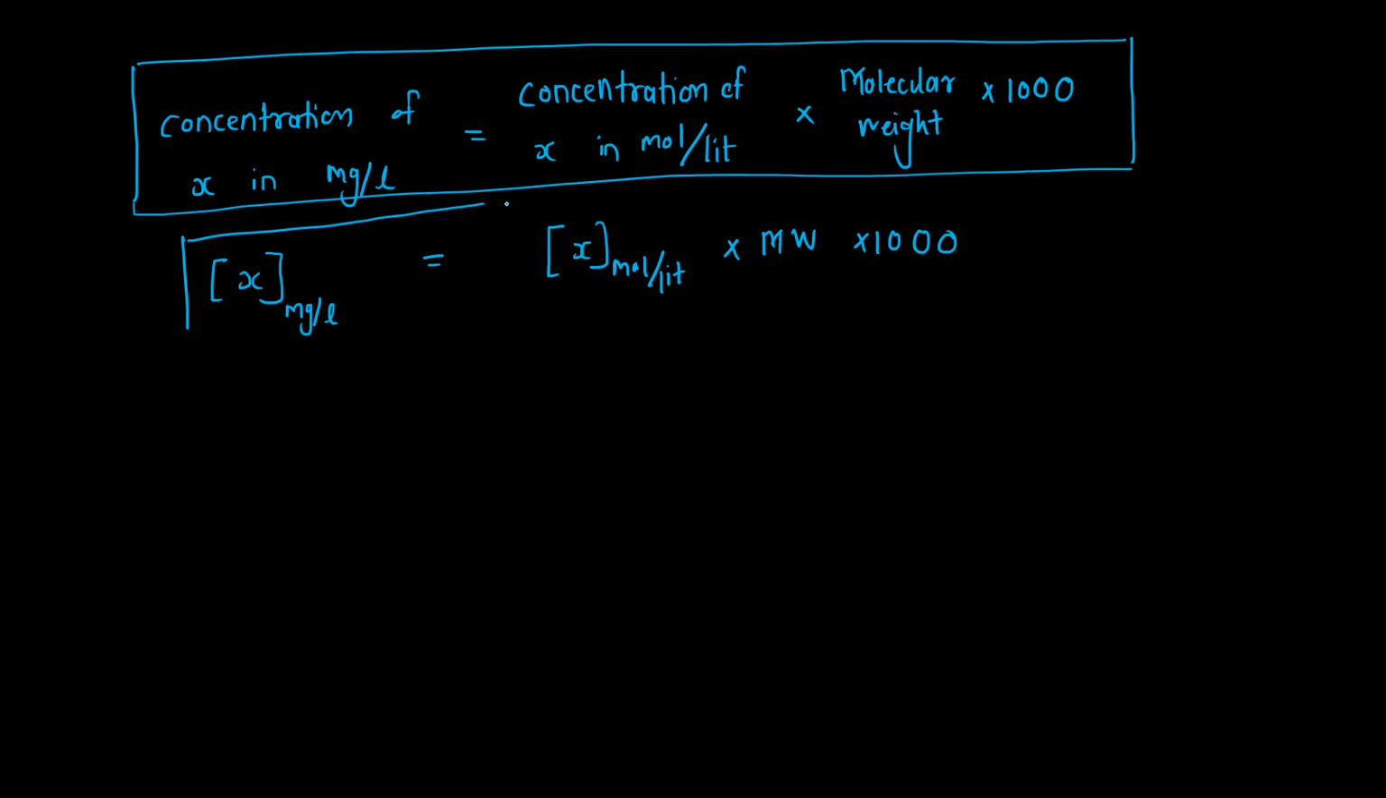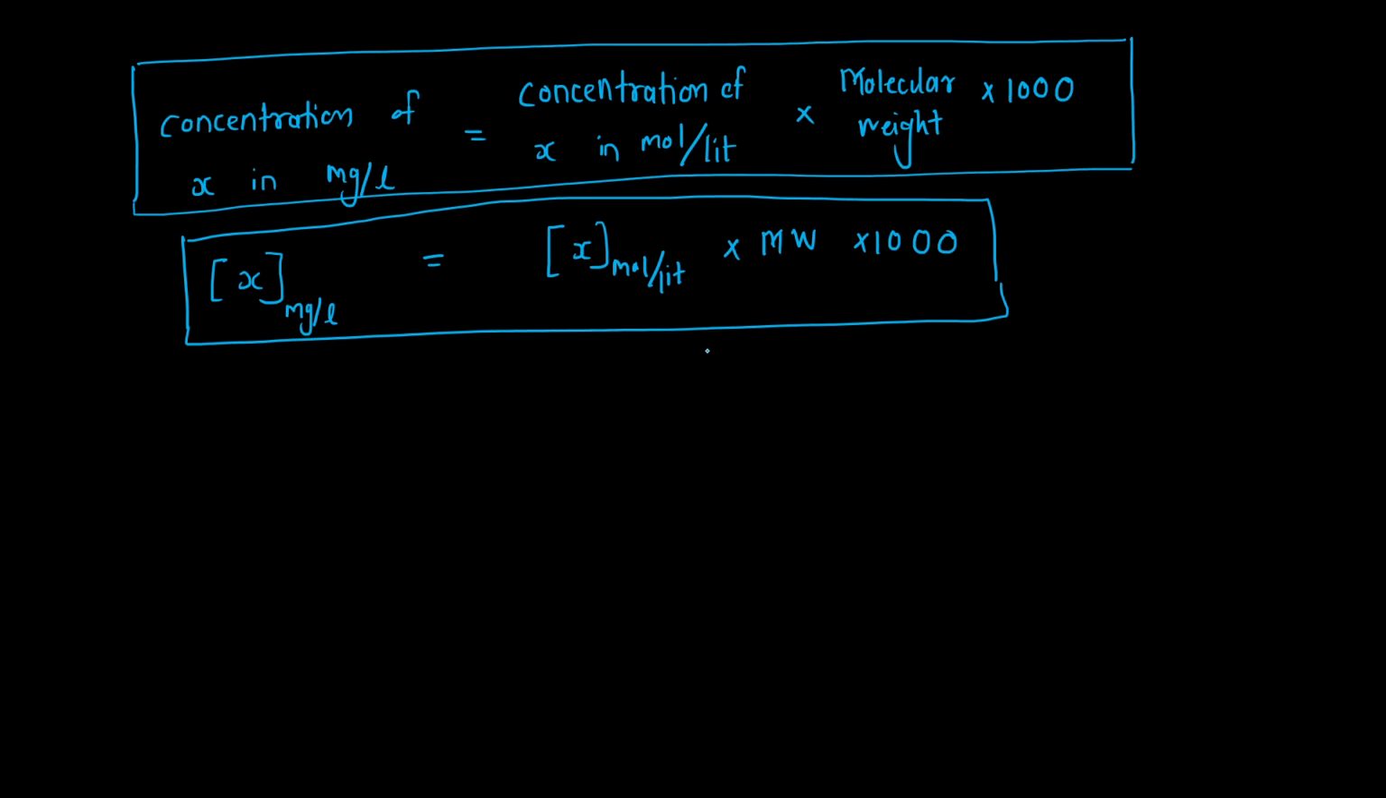See, in questions sometimes the concentration is given in moles per liter. So if you want to convert this, you have to multiply the concentration in moles per liter by the molecular weight and by the 1000 value. So this is the conversion from moles per liter to mg per liter. Now sometimes in a question equivalent per liter is given, that is equivalent moles per liter.